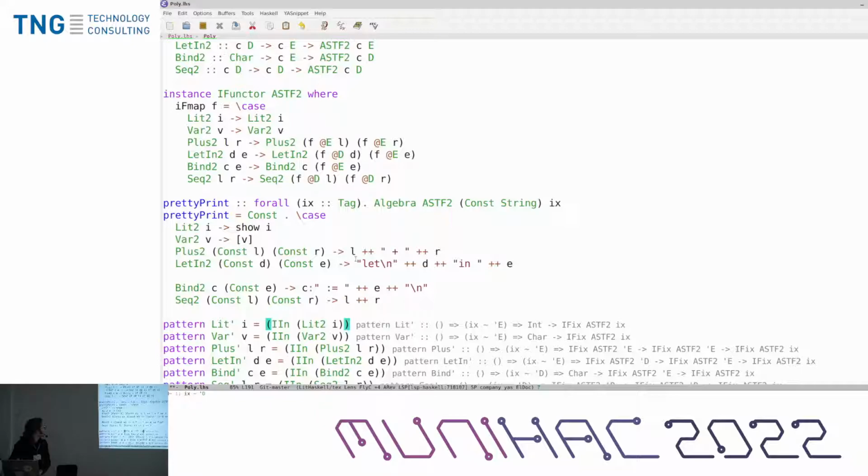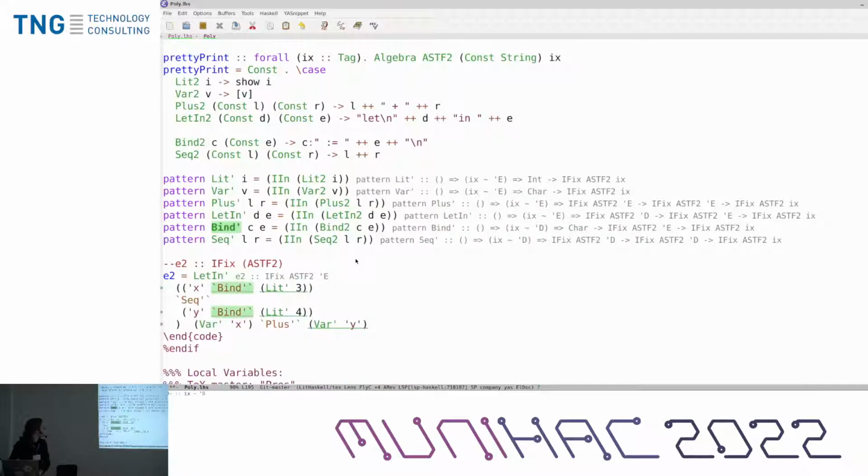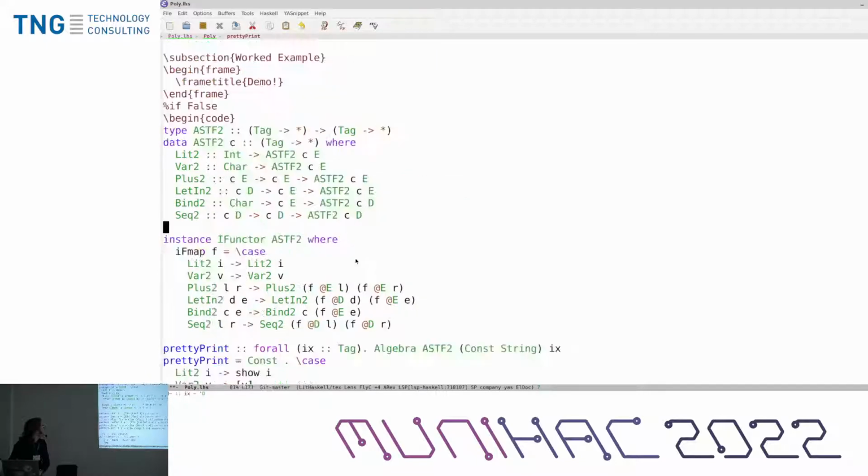And to make this a bit nicer to write, I wrote some pattern synonyms so that you can pretend you're not using the fixed point to define your original data type. Yeah, that was it. Maybe I can execute this.